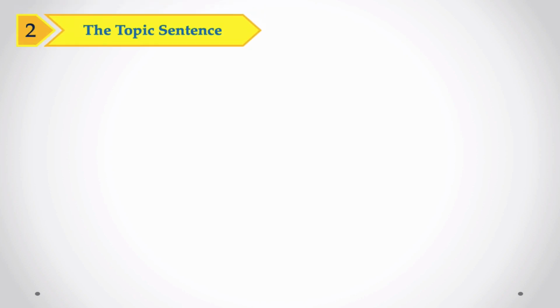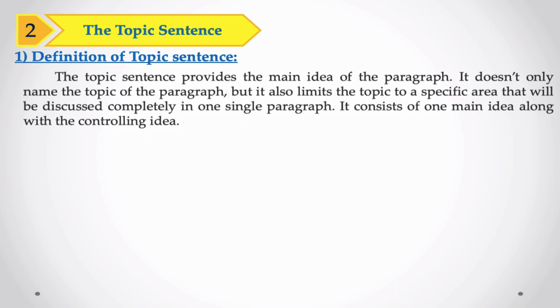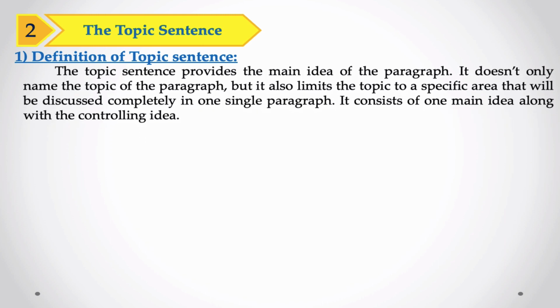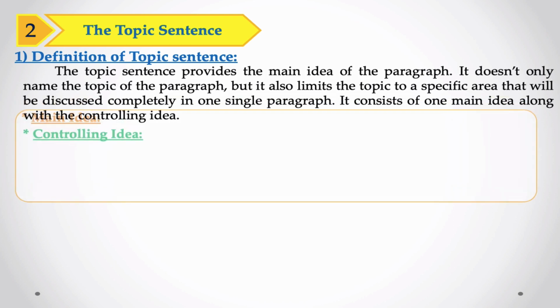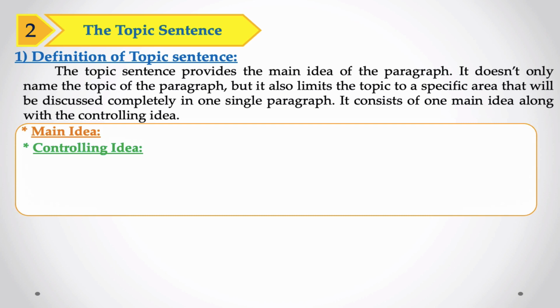The topic sentence. Let's start with the definition. The topic sentence provides the main idea of the paragraph. It doesn't only name the topic of the paragraph, but also limits the topic to a specific area that will be discussed completely in one single paragraph. It consists of one main idea along with the controlling idea.